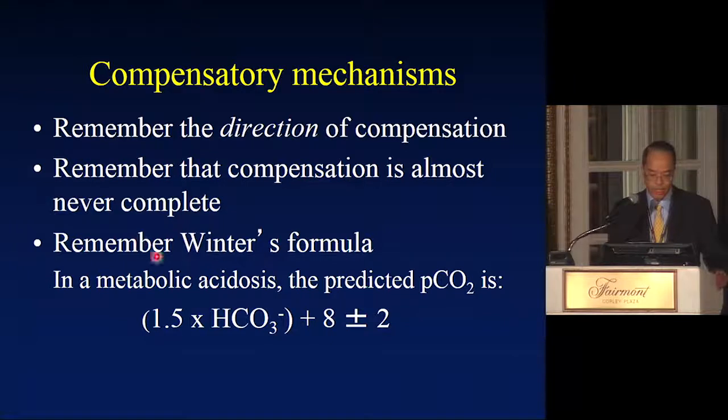The other thing I do remember in terms of compensation is Winter's formula, just because it comes up a lot clinically, it's easy to remember, and it's a pretty reliable formula. It is specific for the respiratory compensation in a metabolic acidosis. In general, it's 1.5 times the bicarbonate plus 8, accurate to plus or minus 2. 1.5 times the bicarbonate plus 8, which is pretty easy to memorize.